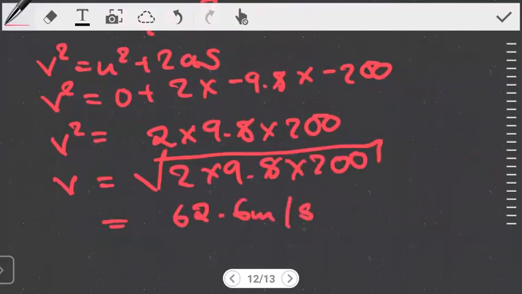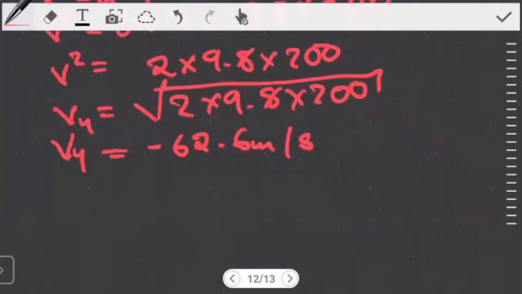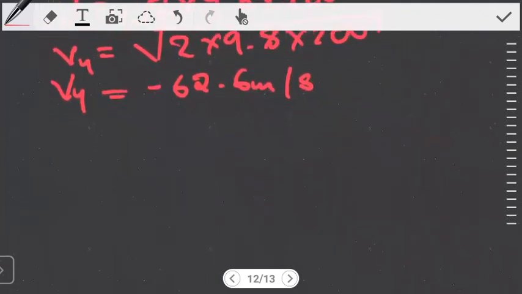But this is downward. So I can say 62.6 meters per second downwards, or I can say negative 62.6 meters per second. This is in the y-axis. That's why I'm saying it's the velocity it hits the ground with in the y-axis. The negative here is just indicating that it's going down. Okay, now what do I mean here? Well, in the x-axis, the velocity was constant throughout. It was always that 90 meters per second, since it was never changing.